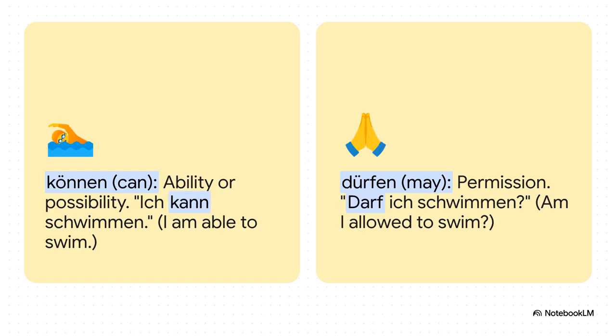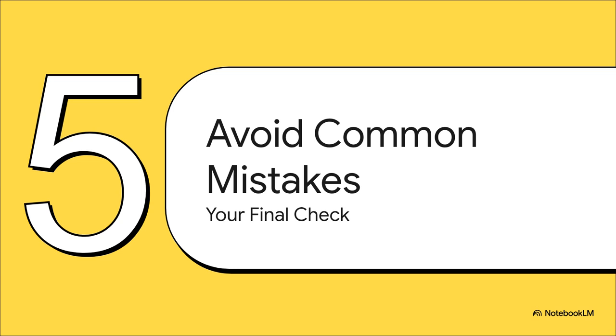And here's another classic mix-up. Können versus dürfen. Können is all about ability. If you say, ich kann schwimmen, you're saying, I know how to swim. But if you want to ask for permission to swim, you need dürfen. Darf ich schwimmen means am I allowed to swim here? It's the difference between can I and may I. Okay, we've covered a lot of ground. So for our final check, let's go over the most common traps that people fall into with these verbs so you can just step right over them.